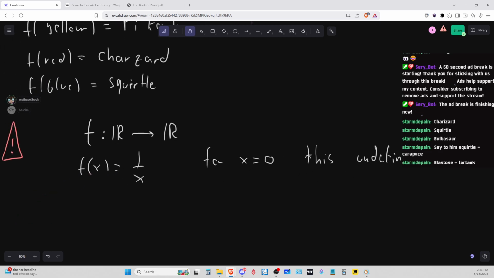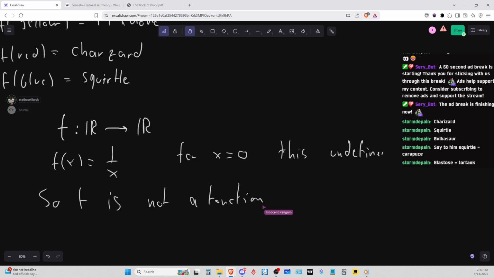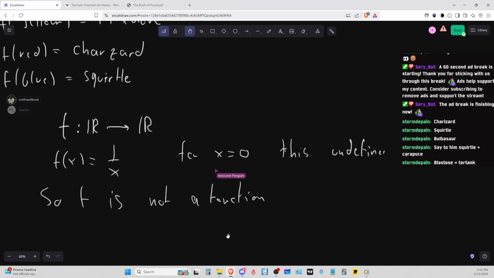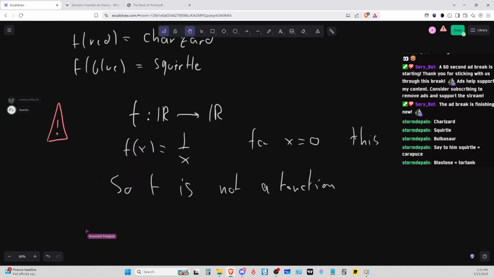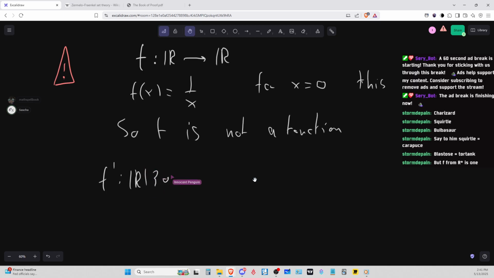So f is not really a function. It also has an asymptote. The reason it's not a function is because it's not defined at x equals 0. That's not a very big problem though. What you can do is define another function, and to fix the issue, you just have to remove 0.